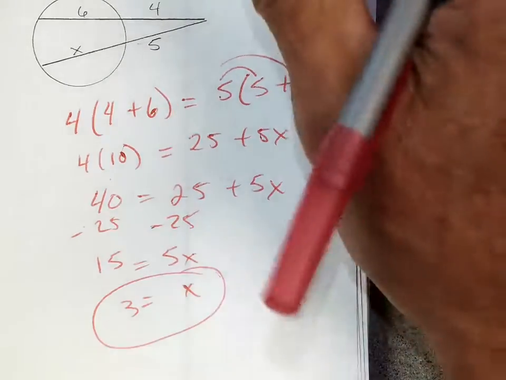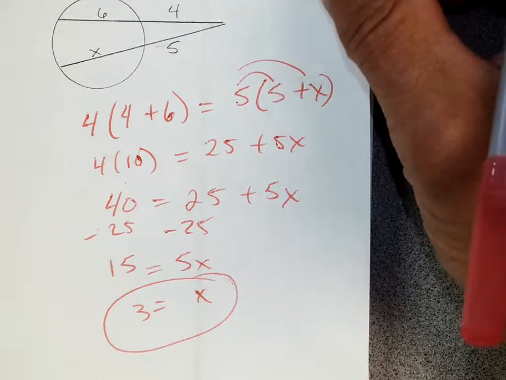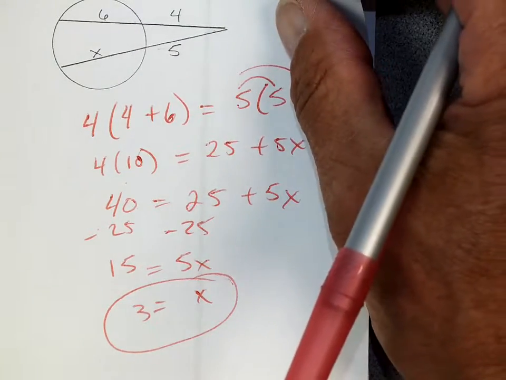Good. Example 4, am I going too fast? Am I good? Slow me down if I get going too fast, all right?